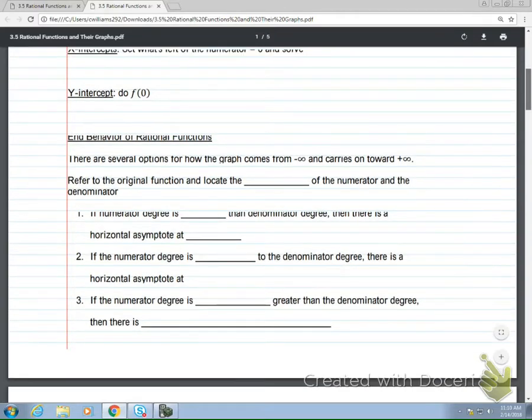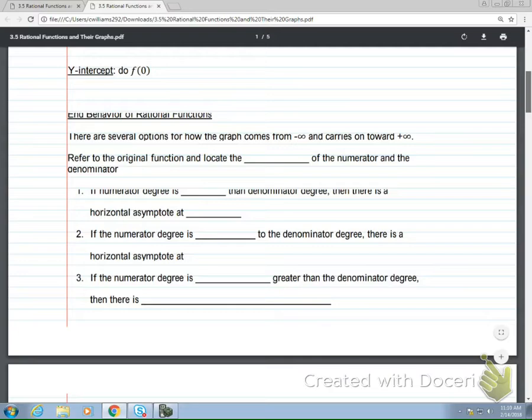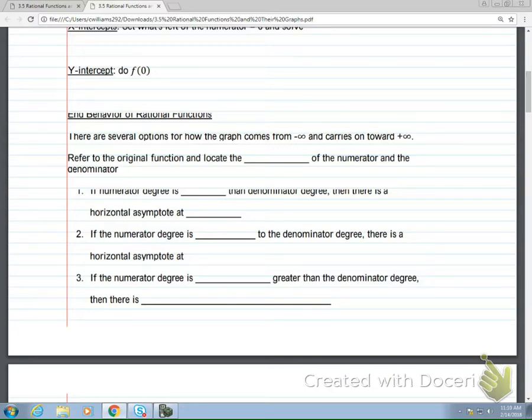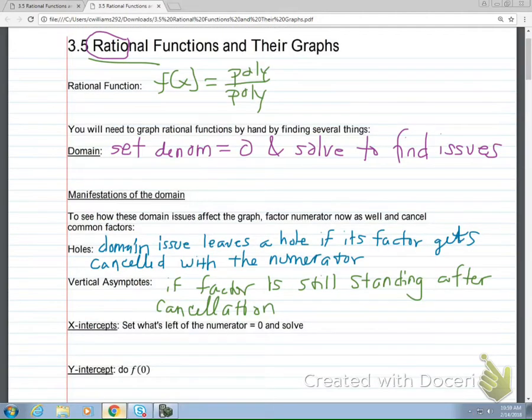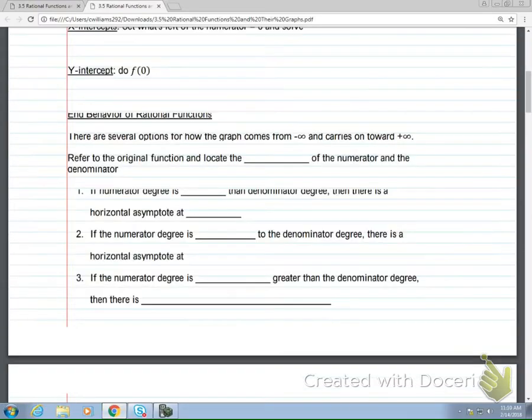The y-intercept, you're going to do your f of 0. That one? The x-intercept. It's typed in there. Set what's left of the numerator equal to 0 and solve. I didn't write anything else. I wanted to leave myself room, but I don't want to say anything else at the moment. I can do more further clarifications later.